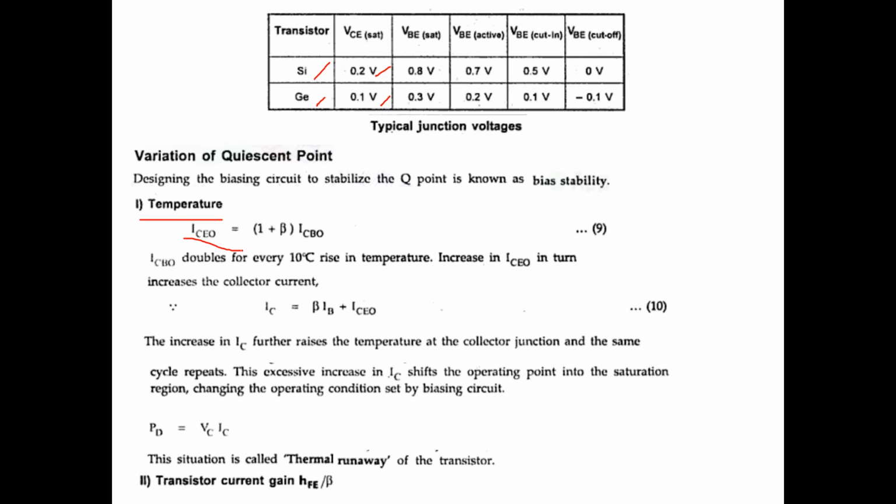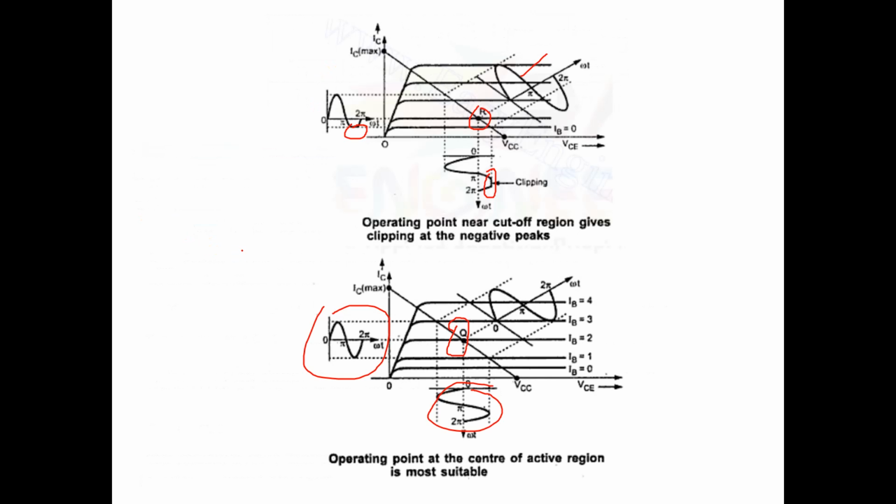One more point is the transistor current gain. This also has an impact. You can write it as hFE, or beta equal to IC divided by IB. If the transistor current gain deviates, then what happens? IC is equal to beta IB. You know that. When beta changes, then obviously IC is going to change.